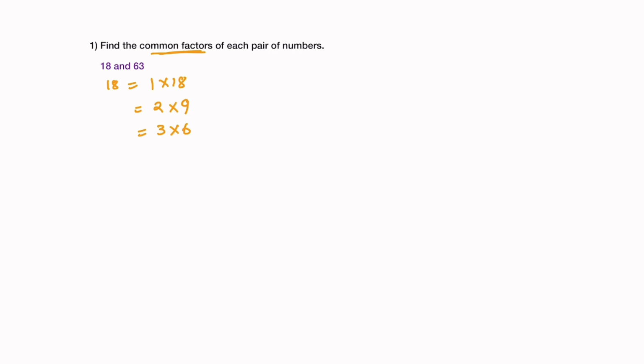Now, how do you know when to stop? Here after 3, it's 4, 5. It won't go in 18. And then 6. 6 times 3 and we already have 6. It means we can stop here.